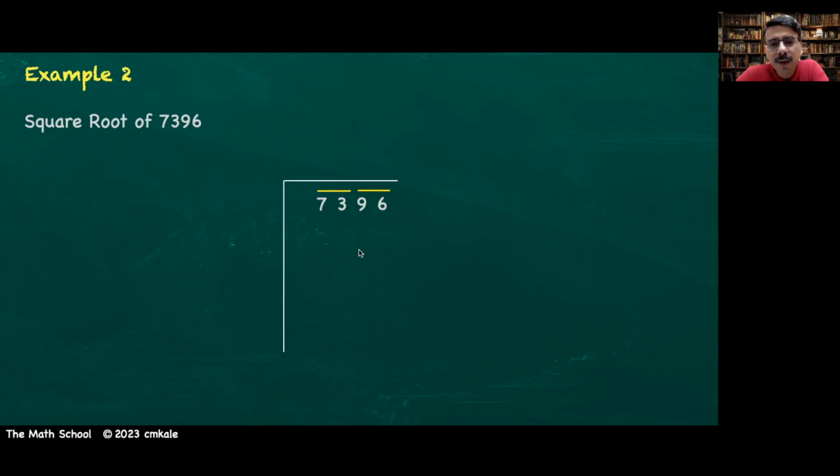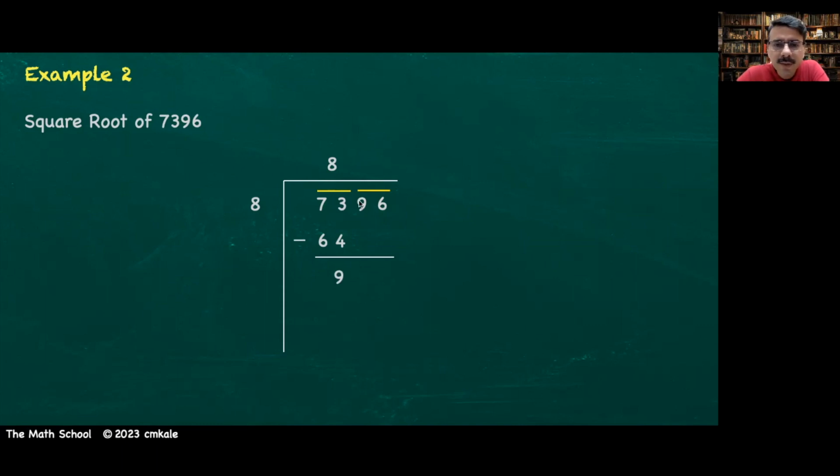To identify the first divisor, we need to find a square which is less than or equal to 73. So the closest is 8. 8 square is 64 and 9 square is 81. So 64 is the closest square which is less than 73. So we'll have to go with 8. So we put 8 here, put 64, and then subtract 64 from 73, which gives us 9. So that is the first step.